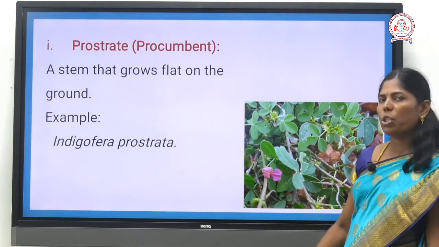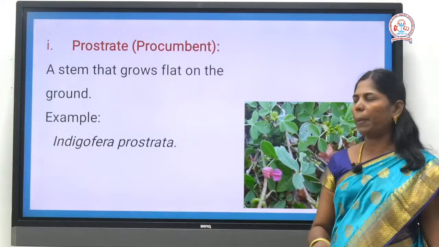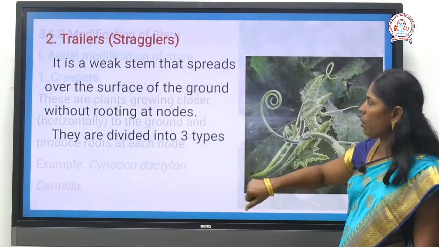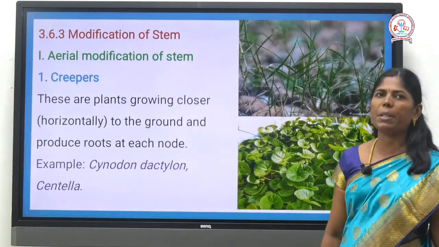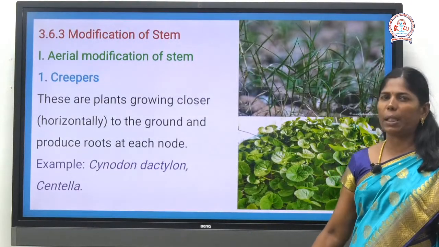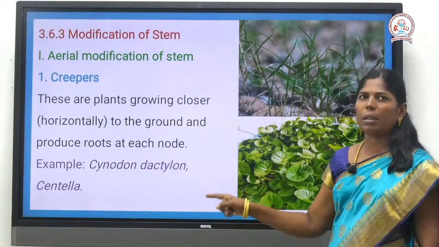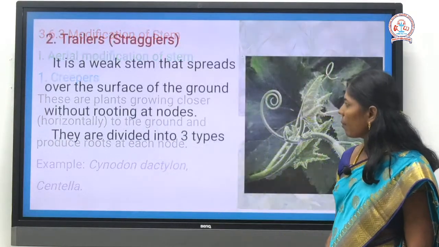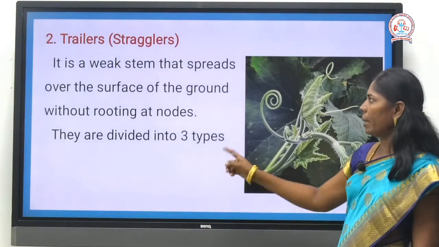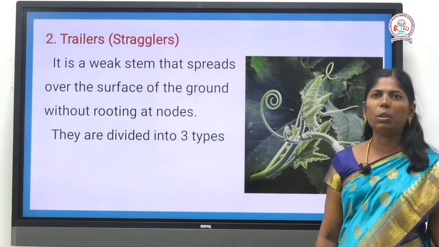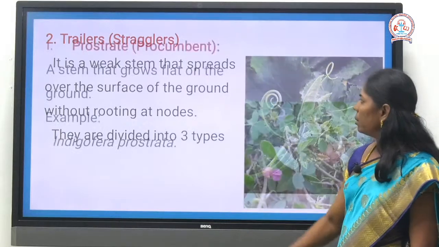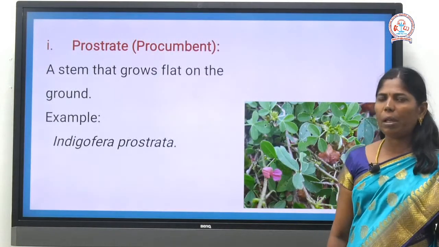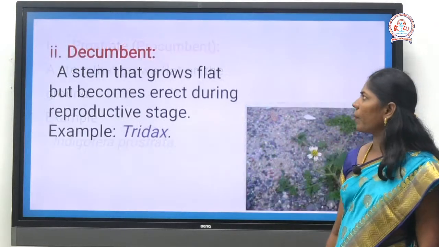What is very horizontally close to the ground? The first one we saw, the creepers, are horizontally close to the ground. Here the roots arise from the nodal region. And what about the trailers? They are without roots at the nodes. But a stem that grows flat on the ground is Indigofera prostrata.